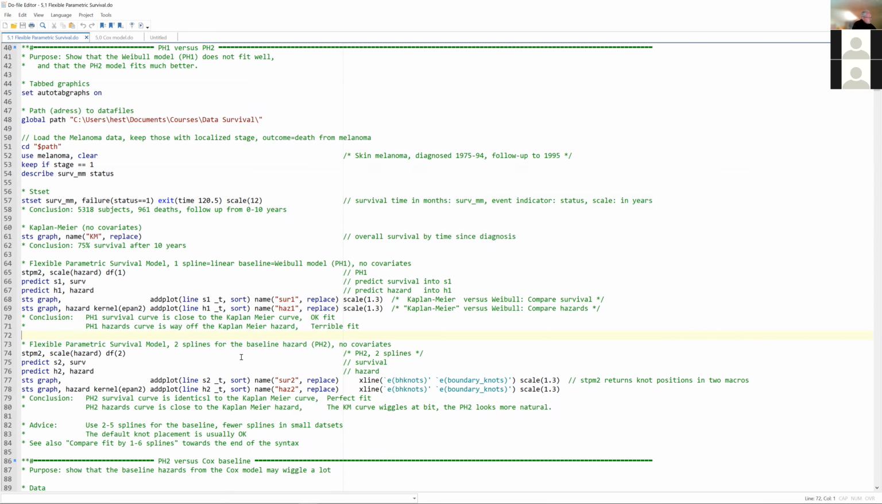So let's now move up to 2 splines instead. And I often refer to these models as PH2 for proportional hazards with 2 splines. So now I do exactly the same, but with 2 degrees of freedom. I predict survival into S2. I predict hazards into H2, and I do the same graphs. Let me do all of them at once.